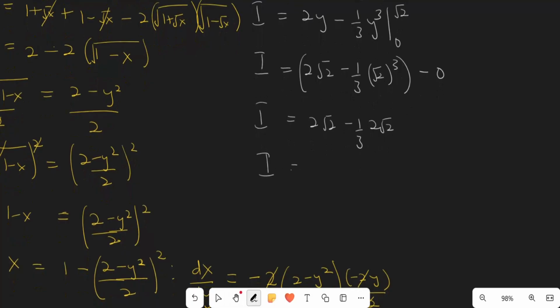So this one is what? You can factorize root 2 out. Yeah, left with 2 minus 2 over 3. 2 minus 2 over 3 is 6 minus 2 over 3, which is 4 over 3. So in the end, you have 4 over 3 root of 2. So this one is the answer to our integral. So I equals 4 over 3, the square root of 2.